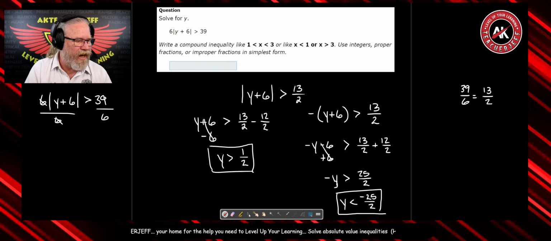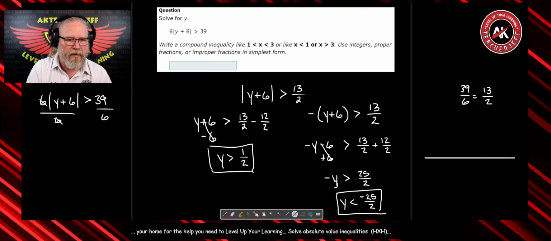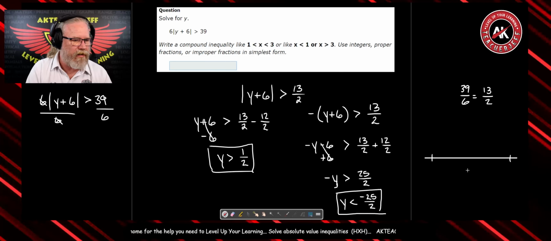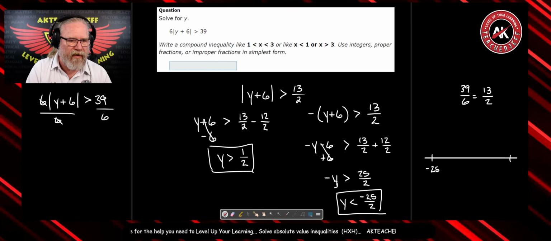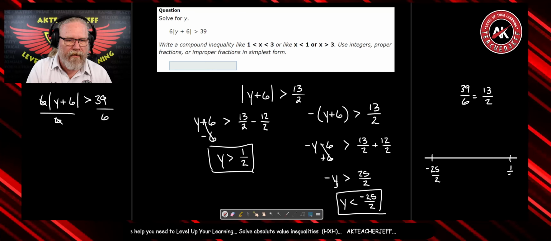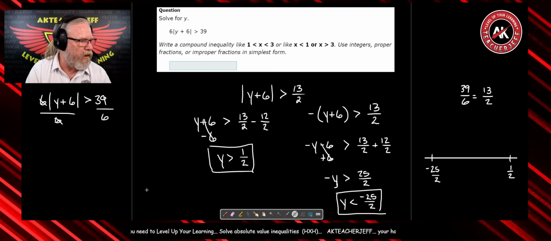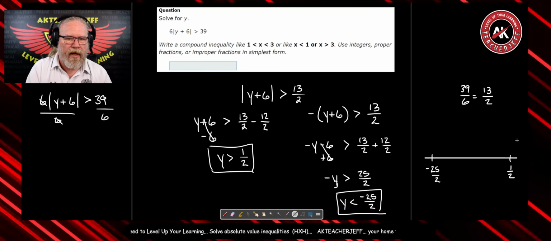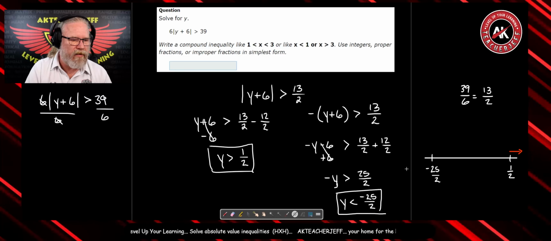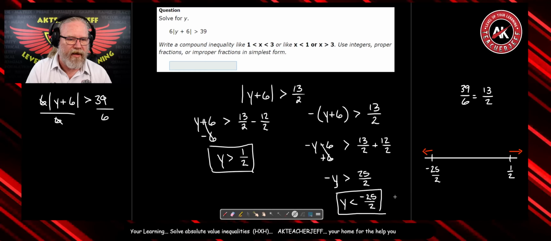So is this an and or an or situation? Let's use this space right here. That looks good. And I have two numbers. Lesser value is going to be the negative number, negative 25 over 2. And the greater value is going to be 1/2. And on one of them, we have greater than 1/2, so it's going to be an or situation, right? And this one here is less than negative 25 over 2. So it's definitely an or situation.